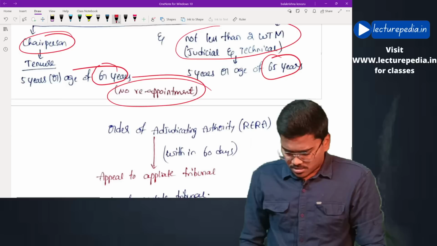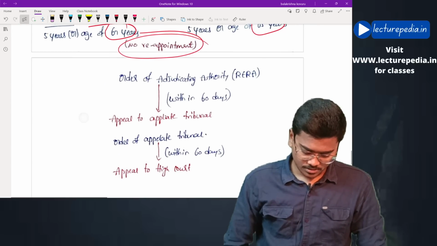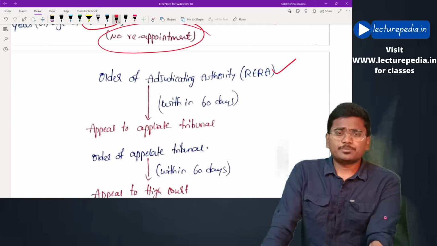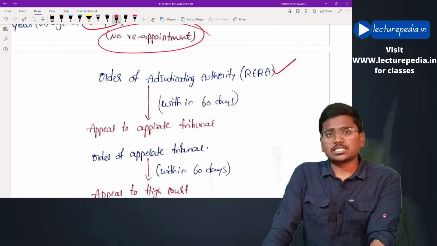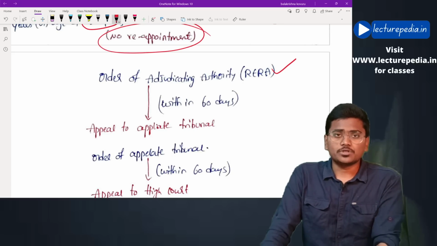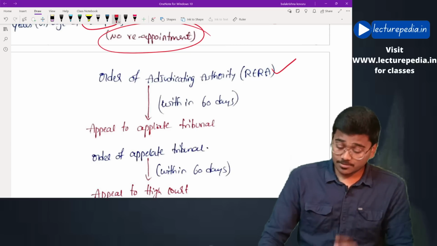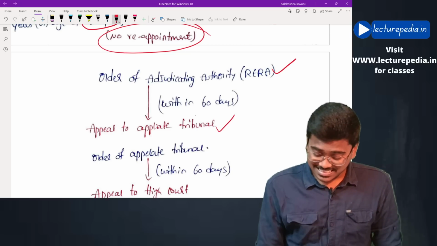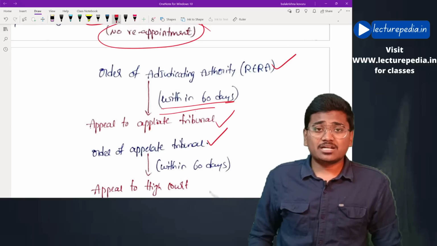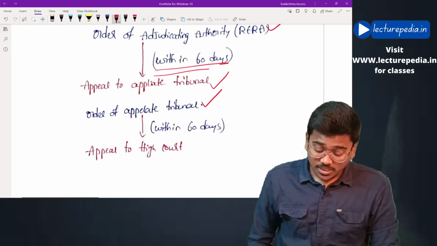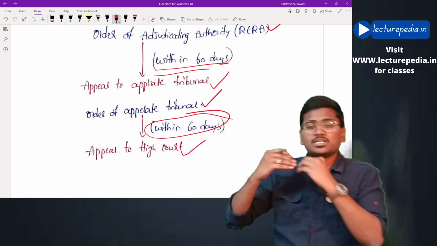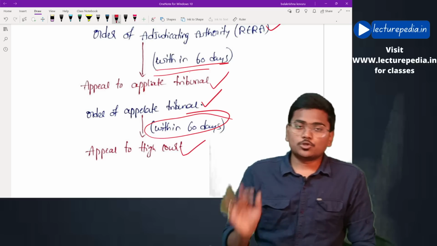Now, appeals. See, an order has been passed by the adjudicating authority, that is the RERA authority. Now you are not convinced with the order of the authority. In that case, you can file an appeal with the appellate tribunal within 60 days. The appellate tribunal also passes an order. If you are again not convinced with the order of the appellate tribunal, then you can file an appeal within 60 days to the High Court. And the High Court will be the final authority with whom the appeal can be filed.